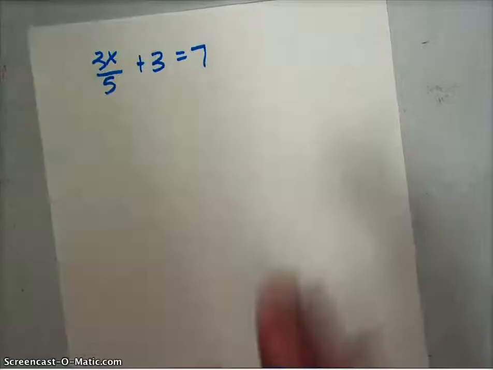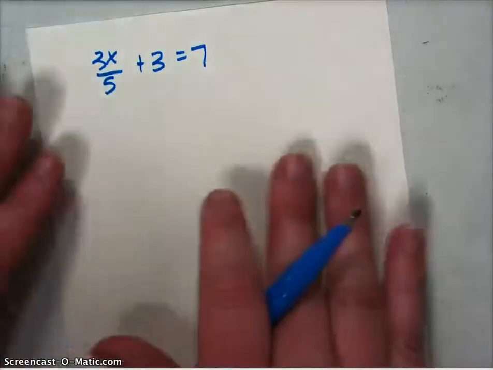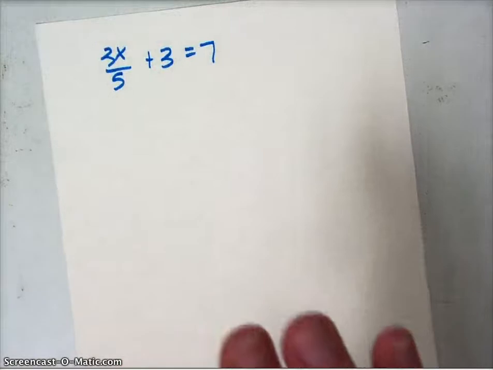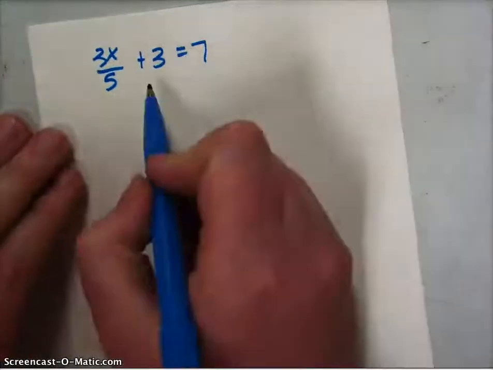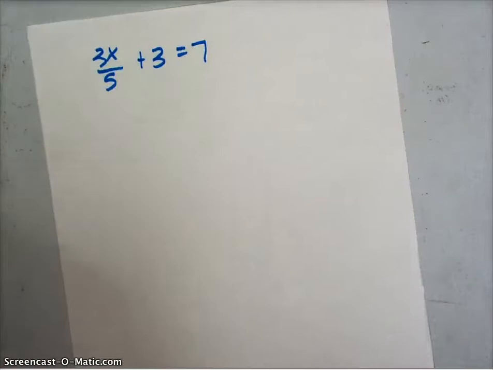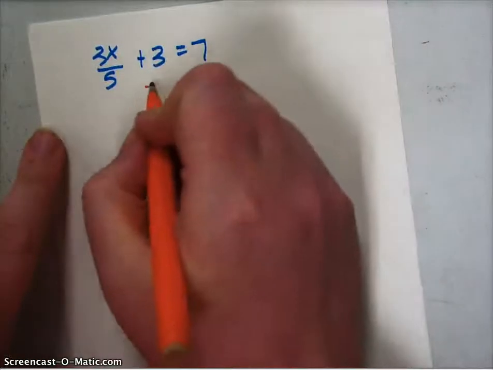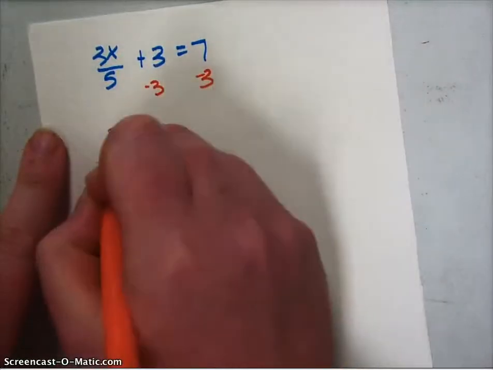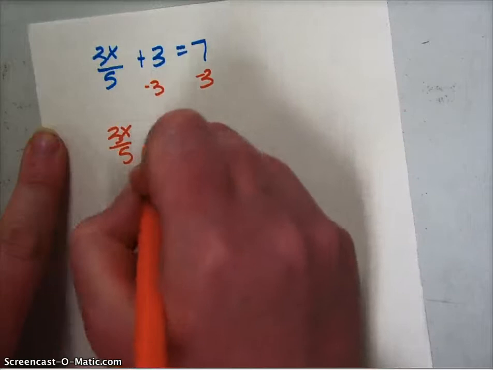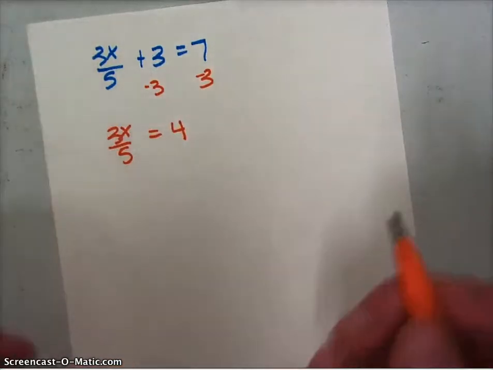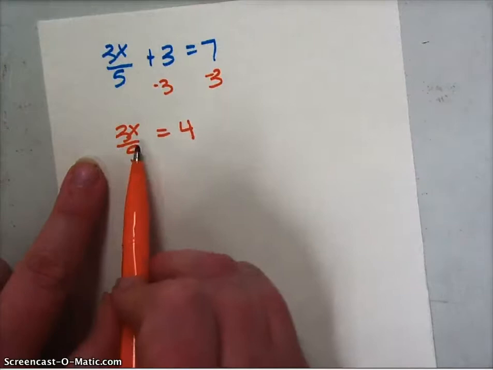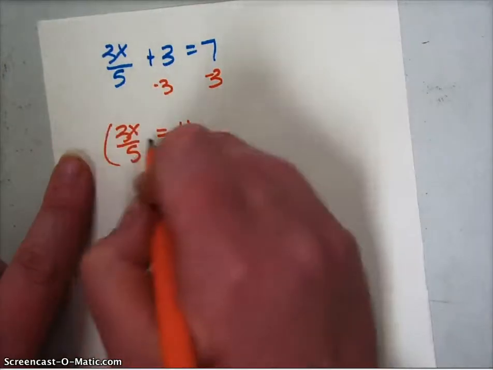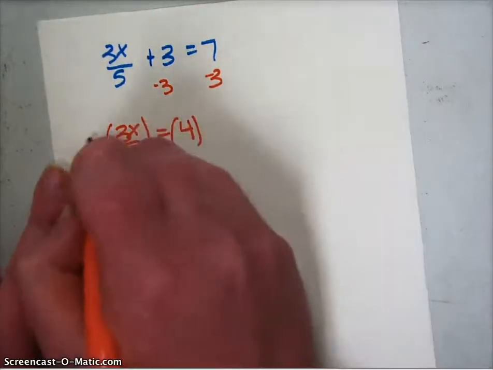So with an equation that involves a fraction, if you can, you want to isolate that fraction. So in this case, we're going to subtract 3 from both sides and get 3x over 5 equals 4. And then we want to clear that fraction. So our denominator is 5. The value that would clear that fraction is 5.